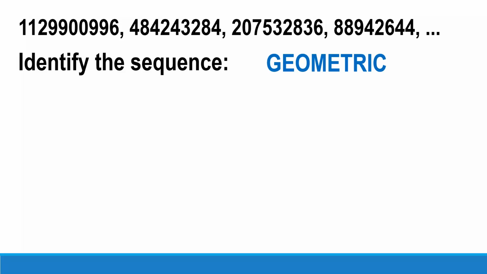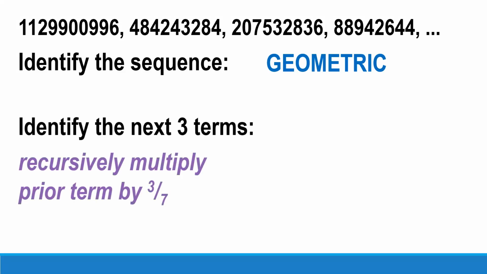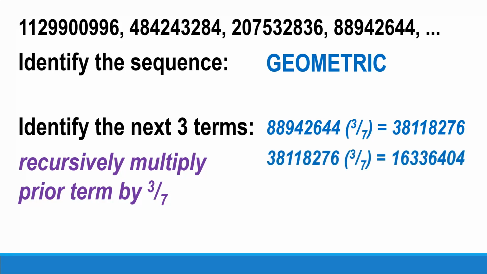If I were to take this geometric sequence and find its next three terms, I would use a recursive process in which I'd multiply the prior term by 3/7. And if our prior term in this case is 88,942,644, I'd multiply that by 3/7 to come up with 38,118,276. And I would continue on this process to find the next three terms.